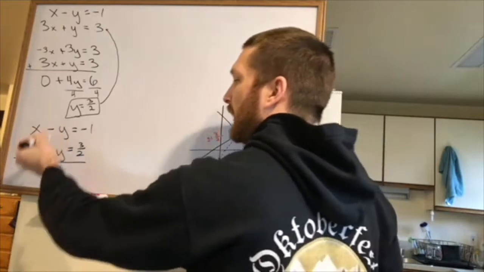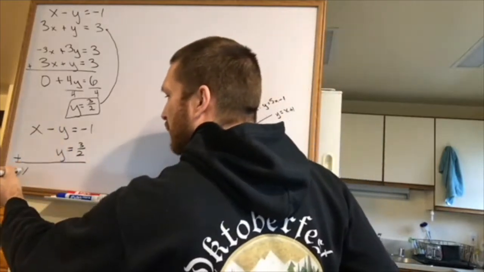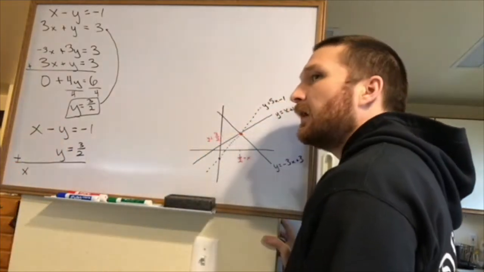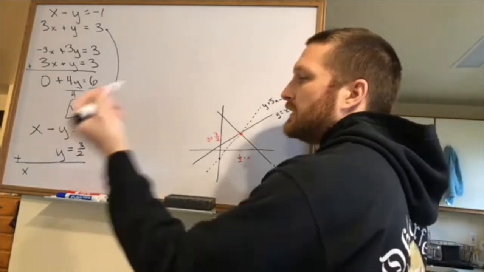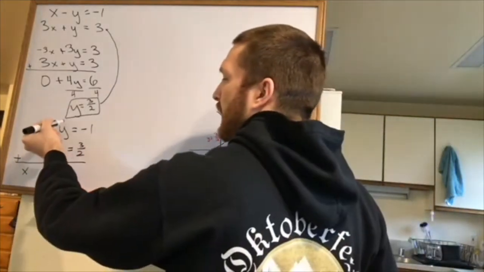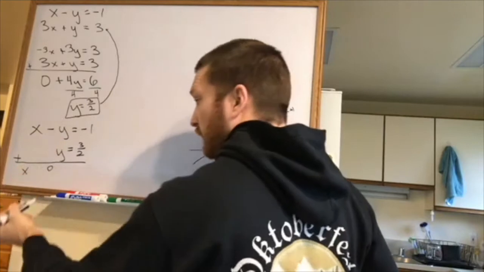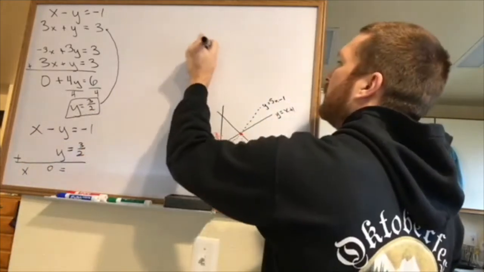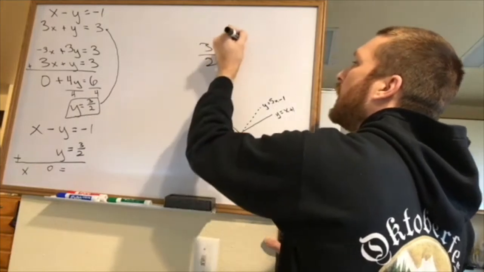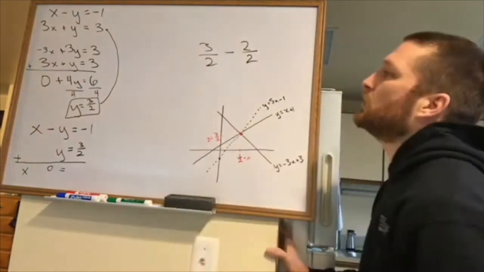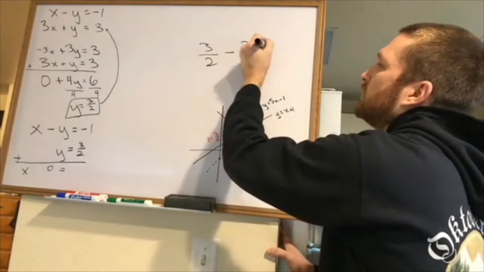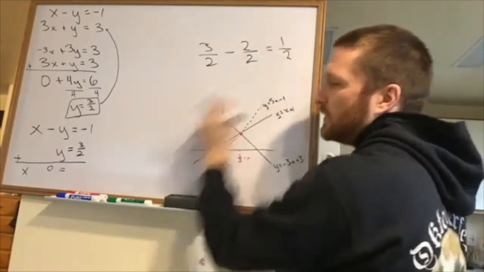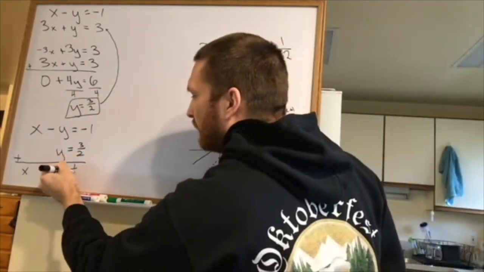And I get, okay, x plus 0 is a big fat x, minus y plus positive y gives me a 0, which is what I'm looking for. And that equals 3 halves minus 1. Okay, 3 halves minus 1 can be written as 2 halves. 3 halves minus 2 halves is 1 half. And so I get 1 half.